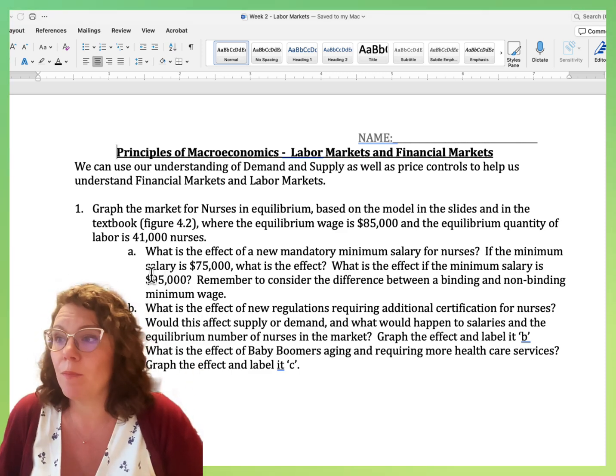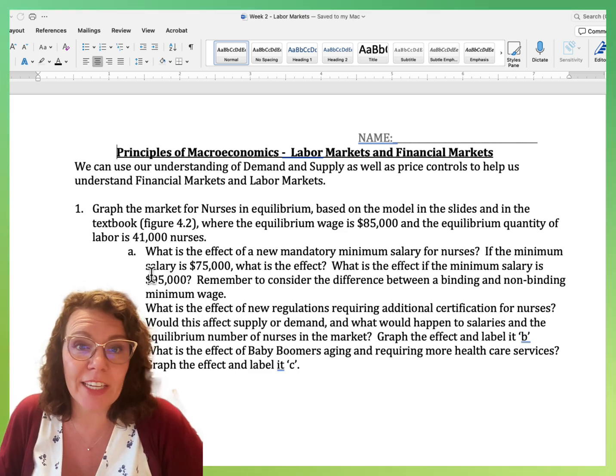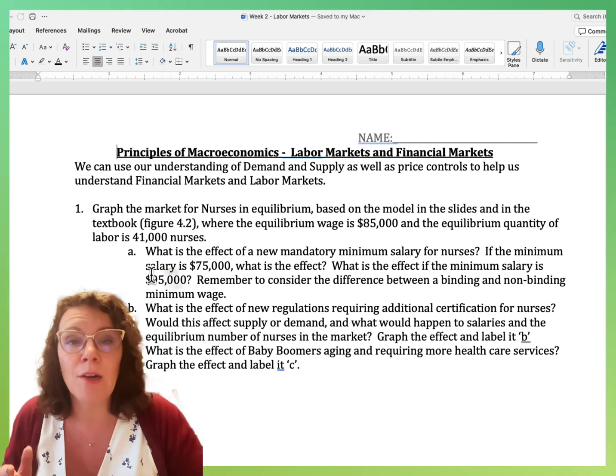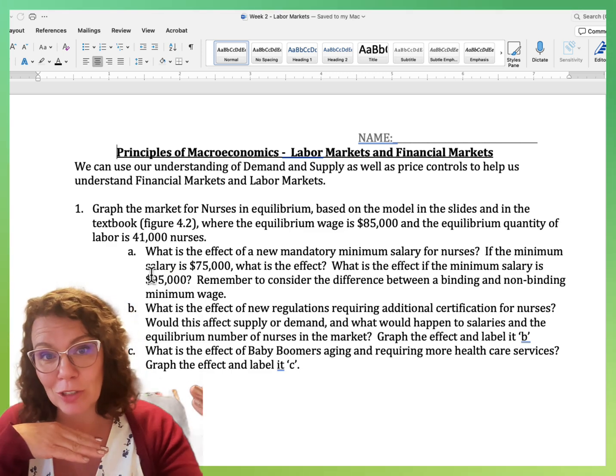So we'll start off with that part, just talking about what these different minimum wages would do to the labor market. Then for part B, we'll talk about regulations for certification for nurses and what component of the labor market that's going to affect. So we're going to be talking about shifting one of those curves.